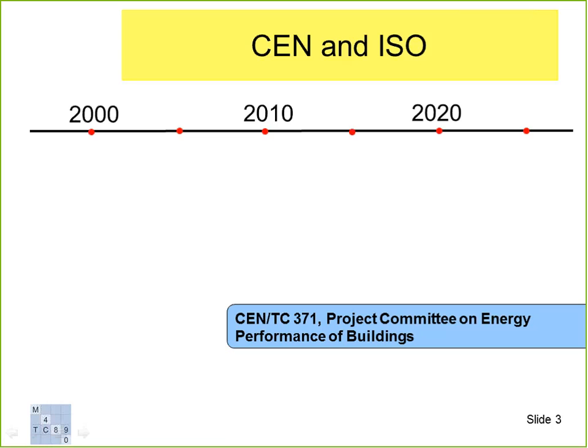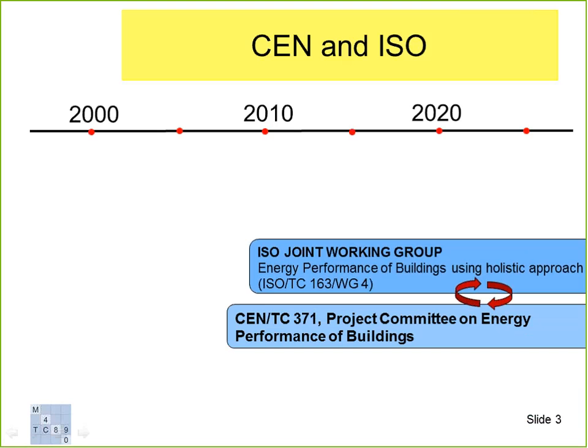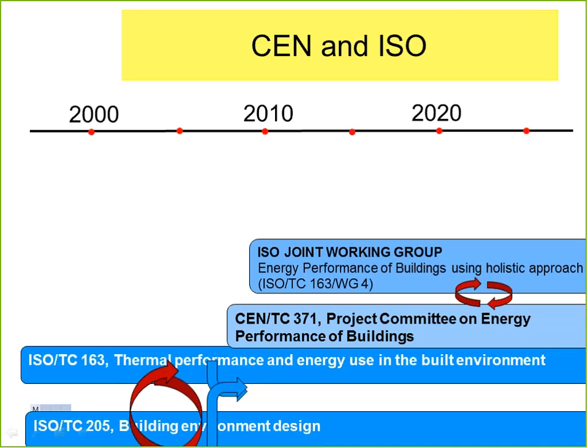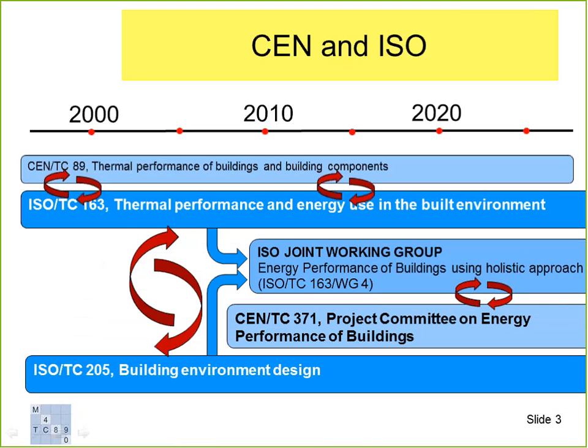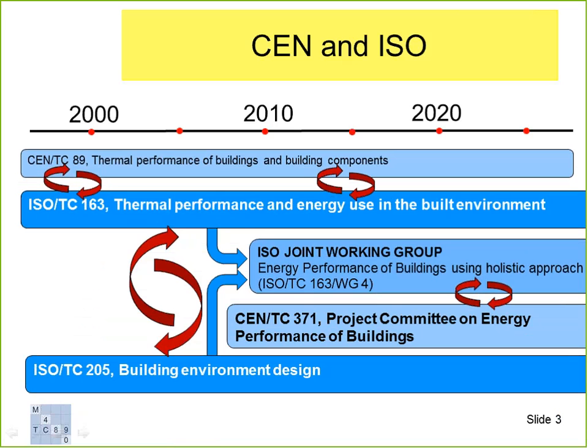I'm coming back to one of the slides that Jaap already presented as the cooperation between CEN and ISO, and I have a particular reason for that. I'll show you in a minute. So in CEN, the work is coordinated by the CEN TC371, as you know. This committee is closely collaborating with the ISO Joint Working Group on the same issue, and I happen to be one of the two co-conveners of this ISO Joint Working Group. A joint working group of two ISO committees, TC163, TC205. And TC163 is closely collaborating with the CEN TC89, and that's the main reason why I show this slide, because we're dealing here with the CEN TC89 standards.